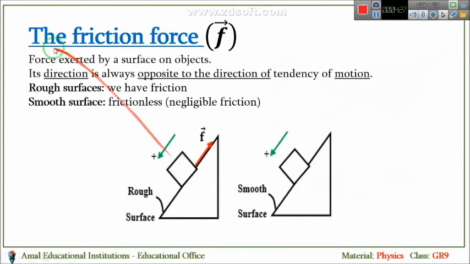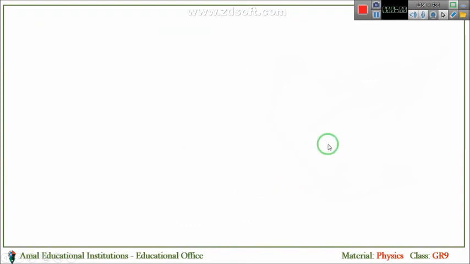The friction force. The friction force is the force exerted by a surface on the object. The direction of the friction force is always opposite to the direction of the motion of the body. If we are moving on a rough surface, then we have a friction force. If we are moving on a smooth surface, then we have no friction force. In the first example here, a box is sliding on a rough surface, so we have a friction force opposite to the direction of the box, while in the second figure, a box is sliding on a smooth surface, so we have no friction force.